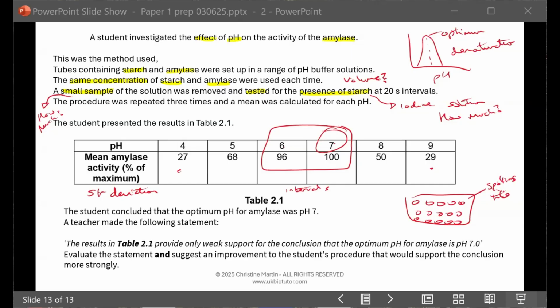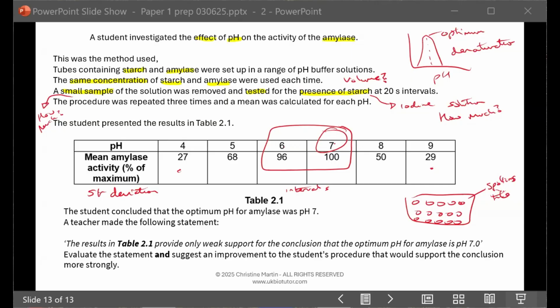So to be able to support the conclusion that pH 7 is the optimum, you want to do more intervals. If they just ask you to evaluate the investigation, that's when you bring in the control variables like temperature. So it's really important you're reading the question that's been put in front of you. Whenever I go through these questions, whenever I am highlighting and analyzing, I'm not looking at what the questions ask me yet. I'm putting all the different points that I can find in case they ask me that question.